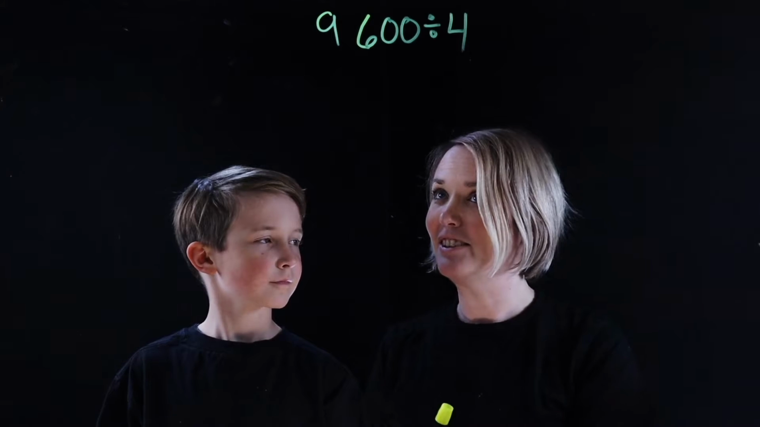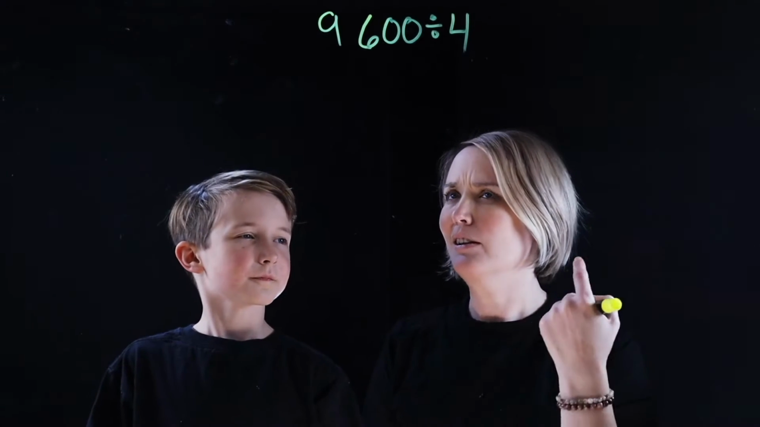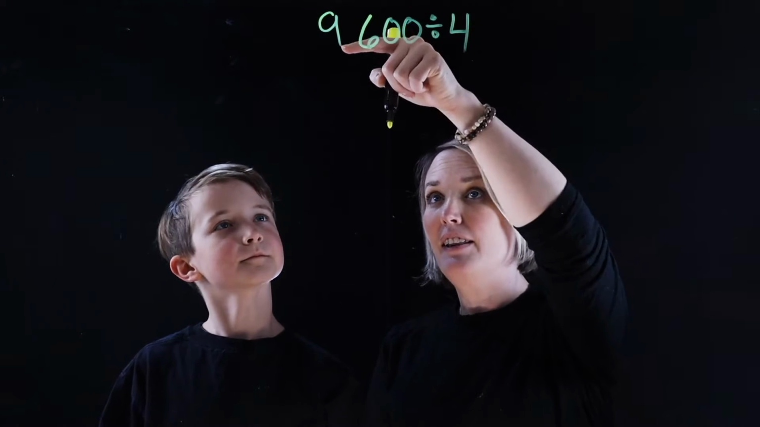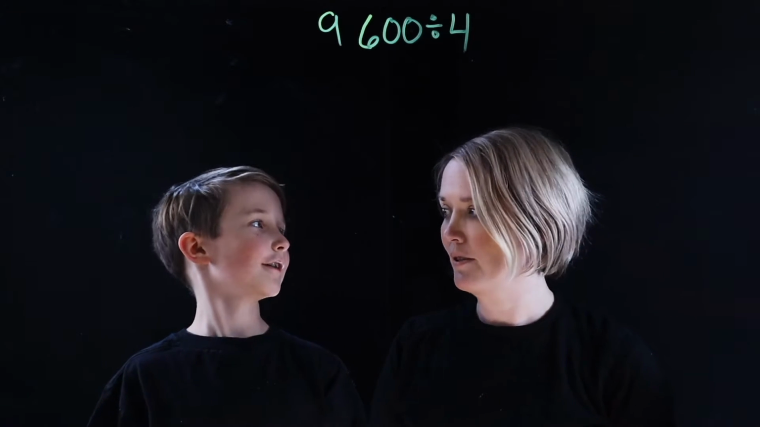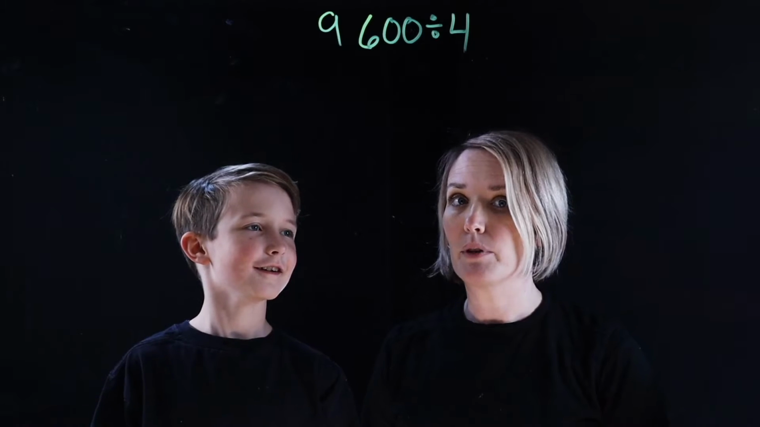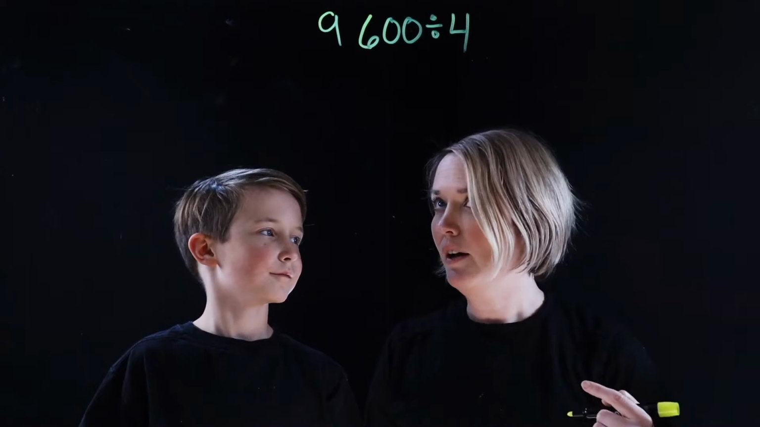Hi everyone. Today Louis is going to tell us how he figures out in his mind 9,600 divided by 4. So it's a big number. Yeah, really big. So when you're doing this in your mind though, how do you do this?